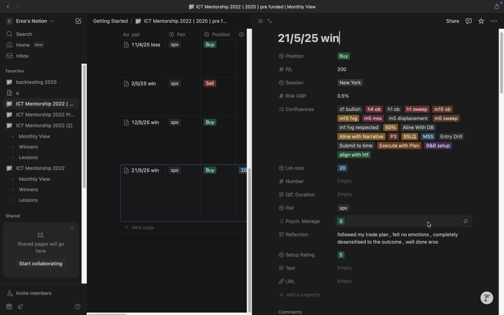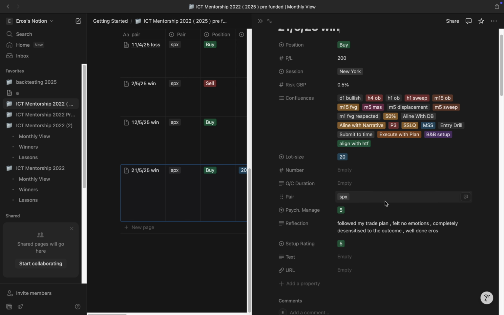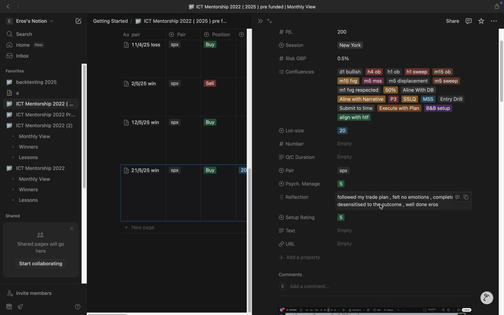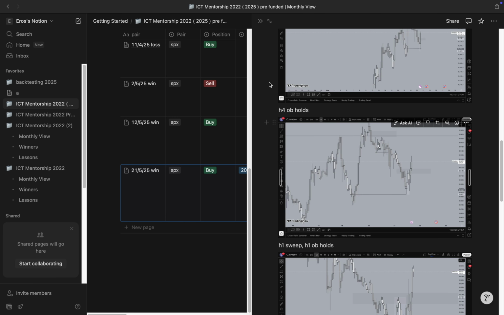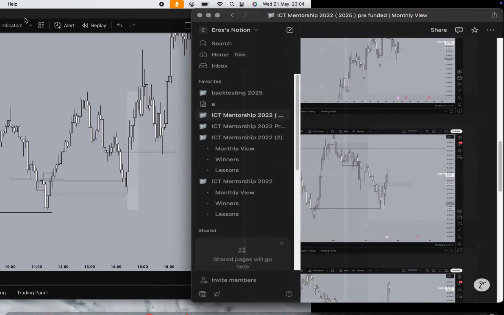Sorry about that. What I can say with this trade is I followed my plan. I felt no emotions, completely desensitized to the outcome. And yeah, I just told myself well done. Let's just go back to TradingView quick.